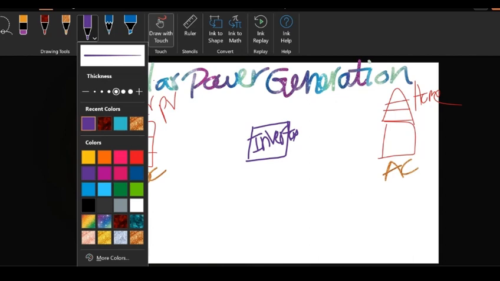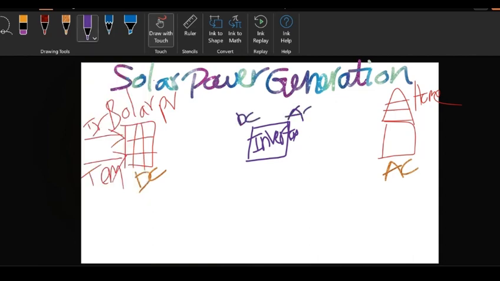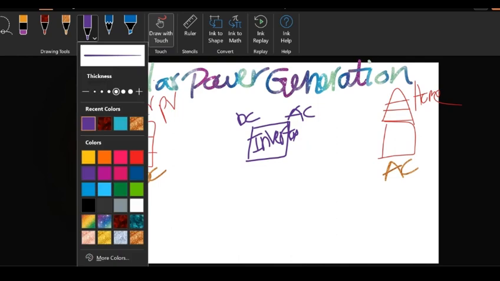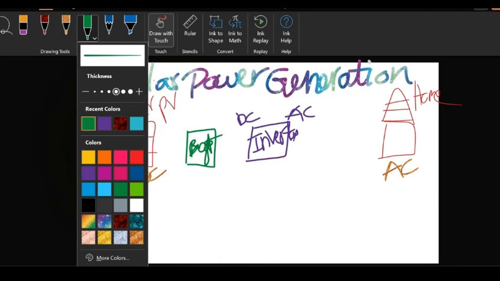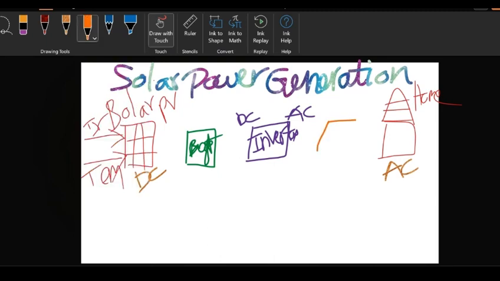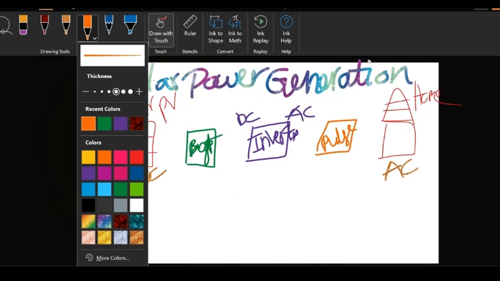So to change DC to AC, we use a boost converter, which is mainly used to boost the DC voltage before the inverter, the pulse generator, and then the home. This is the process. The solar power goes to the boost converter, then to the inverter, then to the pulse generator.